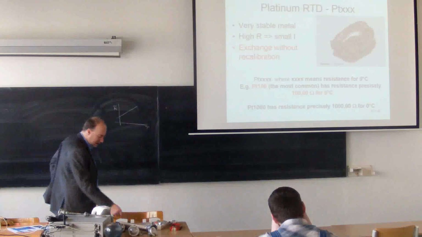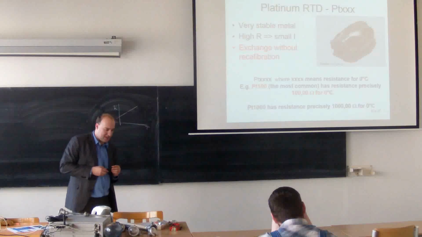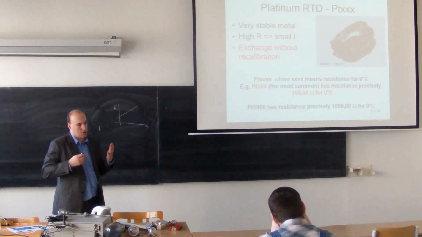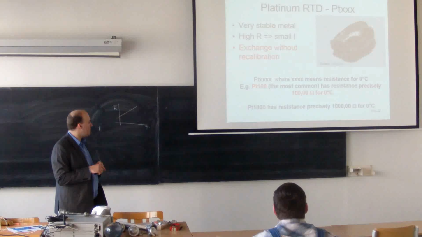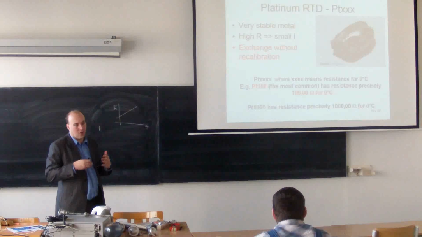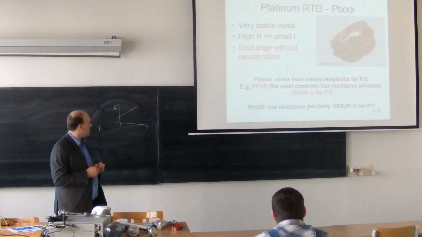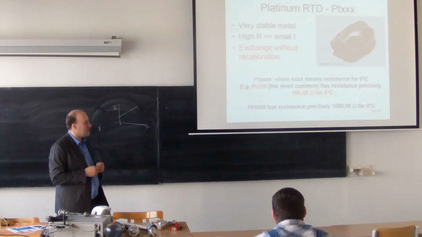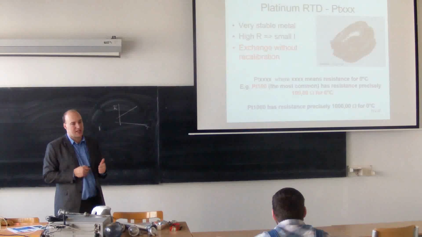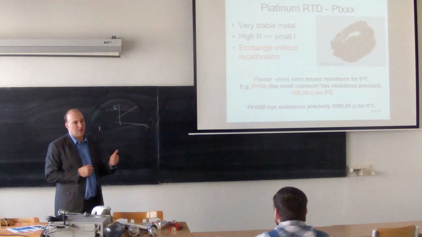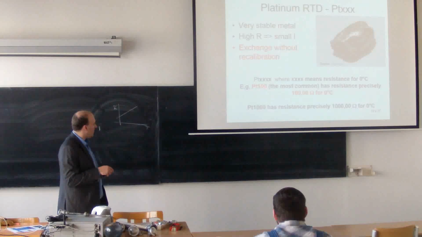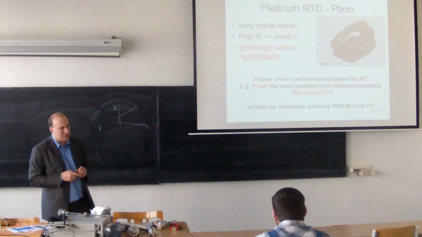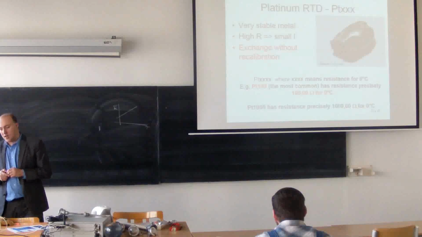There is a second version of a PT sensor that is also common, but less common than the PT100. It's called the PT1000. Following the same scheme, it has precisely 1,000 ohms at 0 centigrade. Those two sensors are the most common temperature sensors that you will find in the industry.